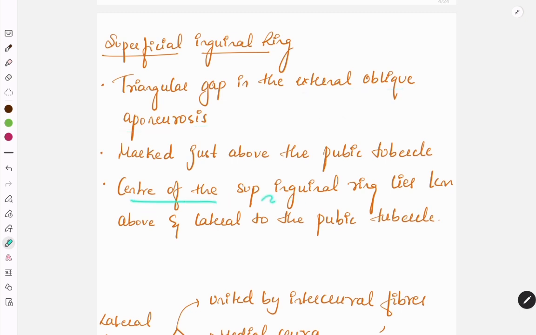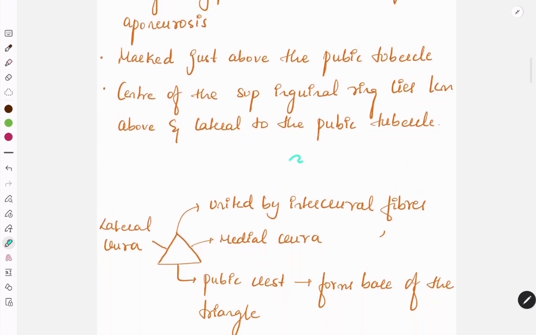The center of the superficial inguinal ring lies 1 centimeter above and lateral to the pubic tubercle. If somebody asks you to locate the superficial inguinal ring, you will locate it. If this is the pubic tubercle, it lies 1 centimeter above and lateral, somewhere over here. It lies 1 centimeter above and lateral to the pubic tubercle.